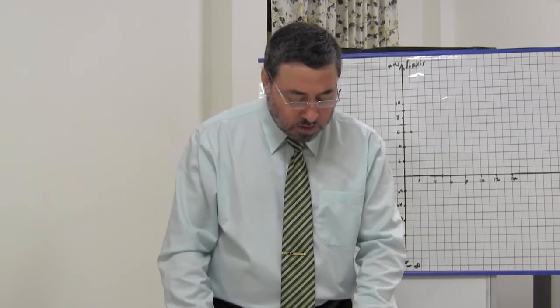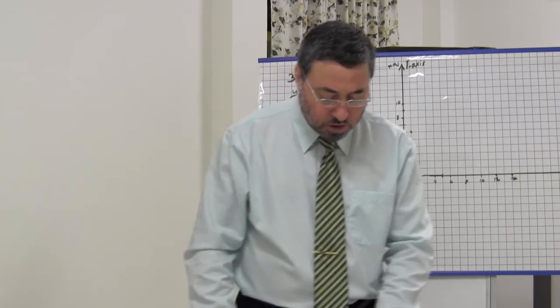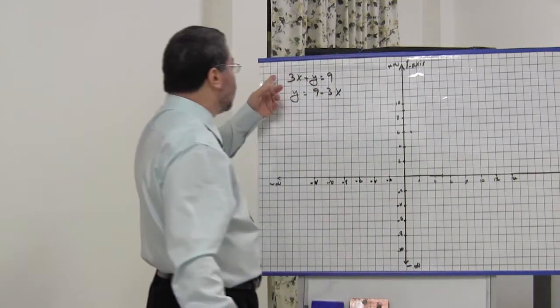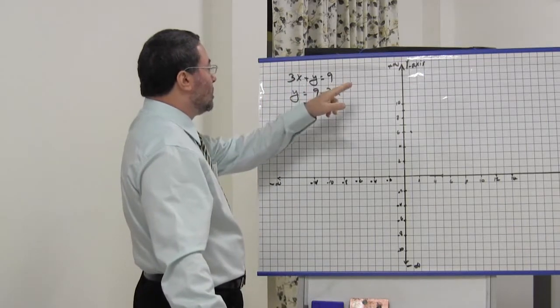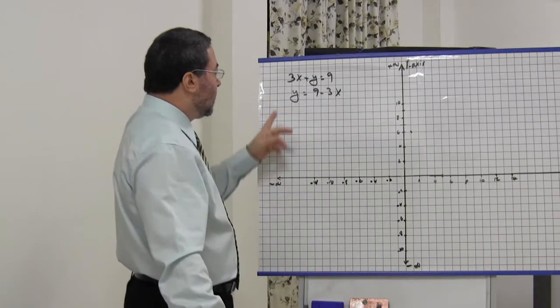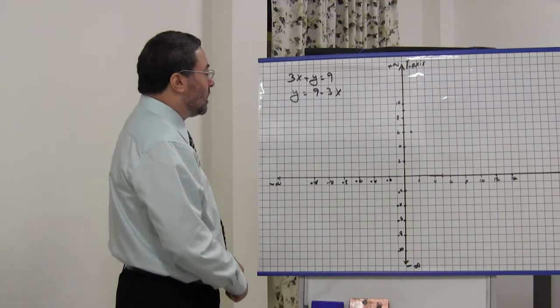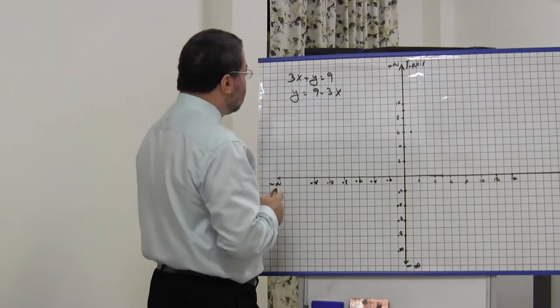Starting with number 10 on page 395, solve for y in terms of x, then graph the equation. We solve for y in terms of x, so we get all the terms on the other side and keep y on this side. Now we are going to get at least 2 points to graph this linear function.